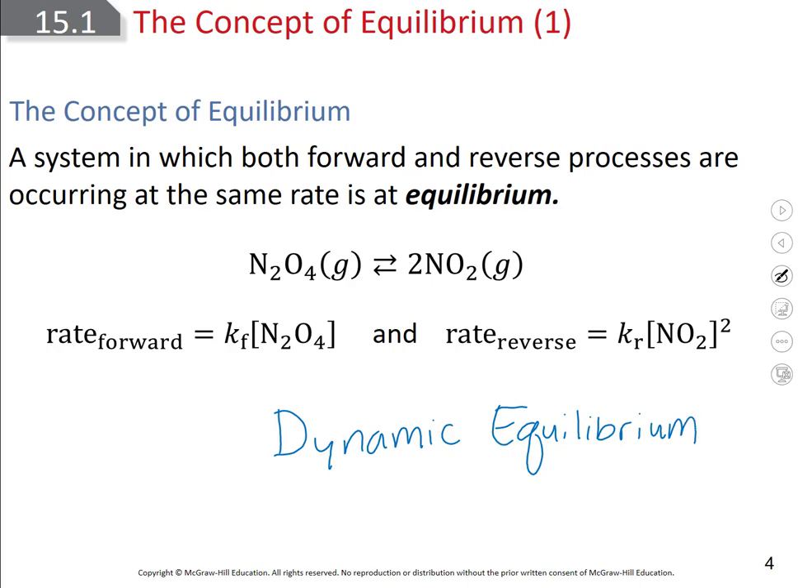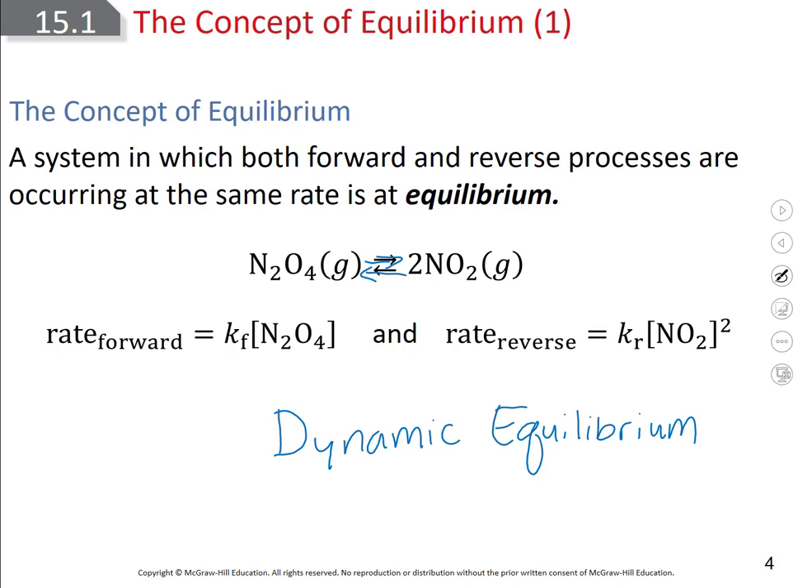What does the word dynamic mean? Something is dynamic. What is it doing? Changing. Good. So the rates are the same. Your relative concentration of reactants and products are going to be constant, but there is still a change going on here. What's happening is the reactions are still going on. This reaction is still running forward. That's still happening. But the reaction in reverse is happening at the same rate.